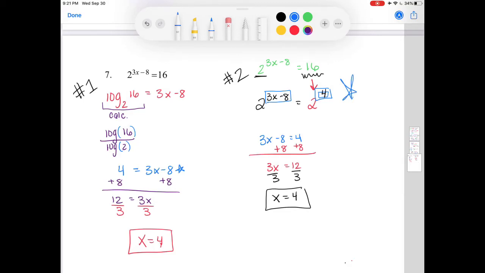Okay. The reason why I touch on this question specifically is because something very similar to this is on your test. All right. I just want to make sure that we are ready for that.